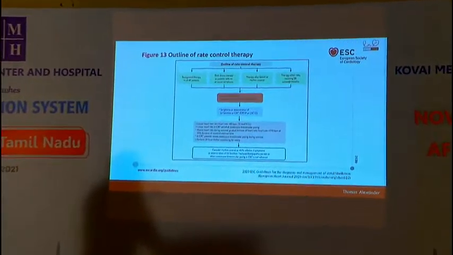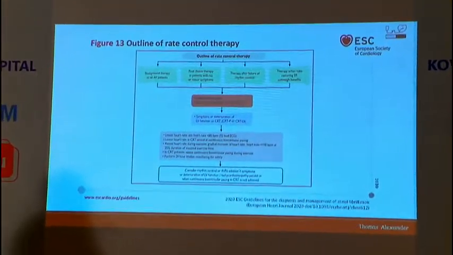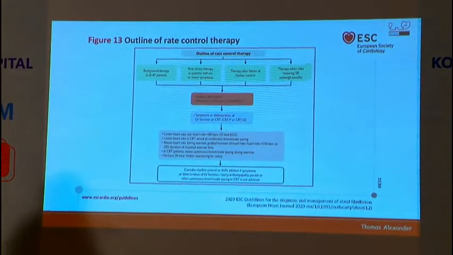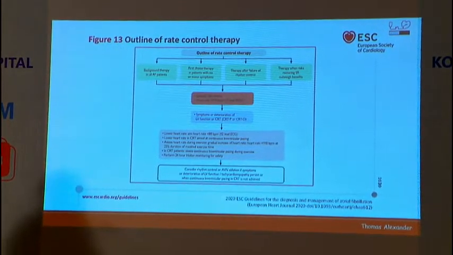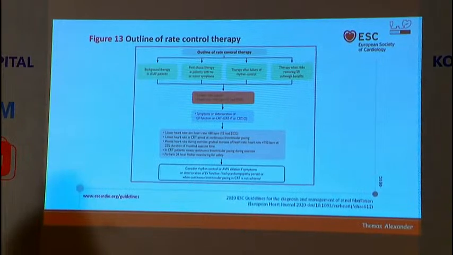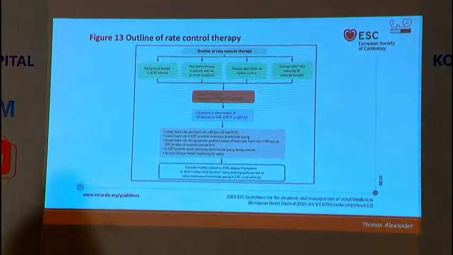In terms of rate control, in which situation would you use rate control? I think if you have a patient who has virtually no symptoms, it's a first choice therapy. In patients who have failed rhythm control, or where the risks of rhythm control treatment are very high, then you would look at rate control in these patients.